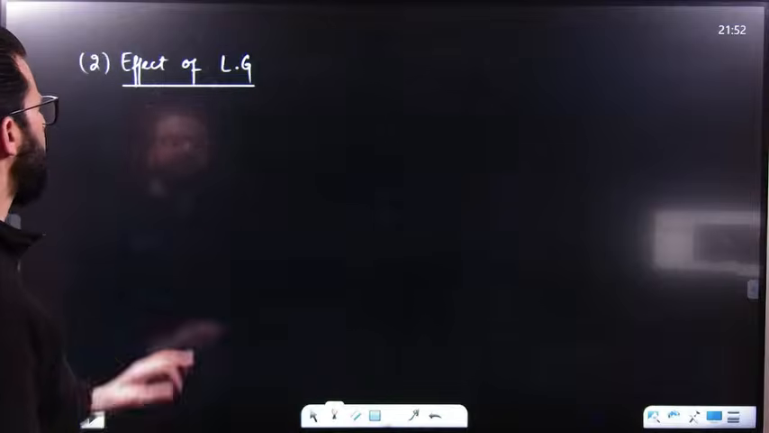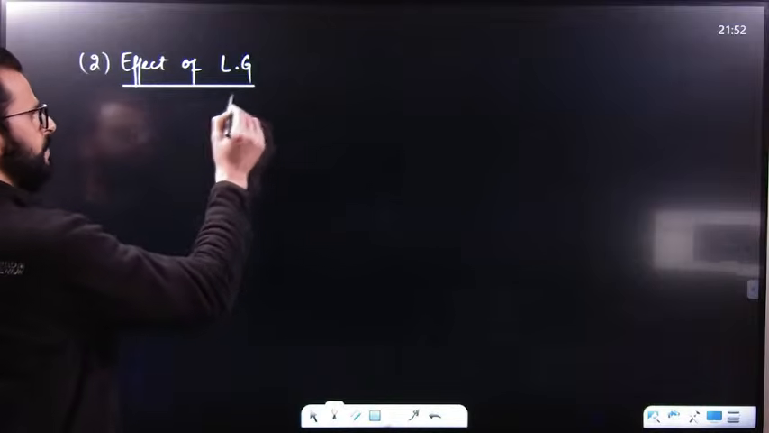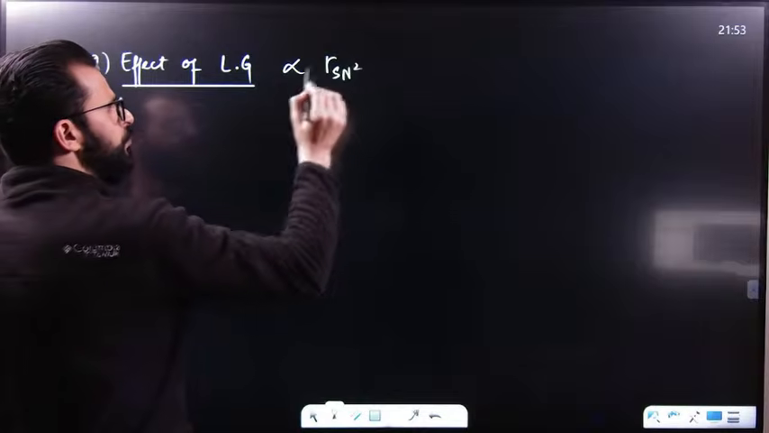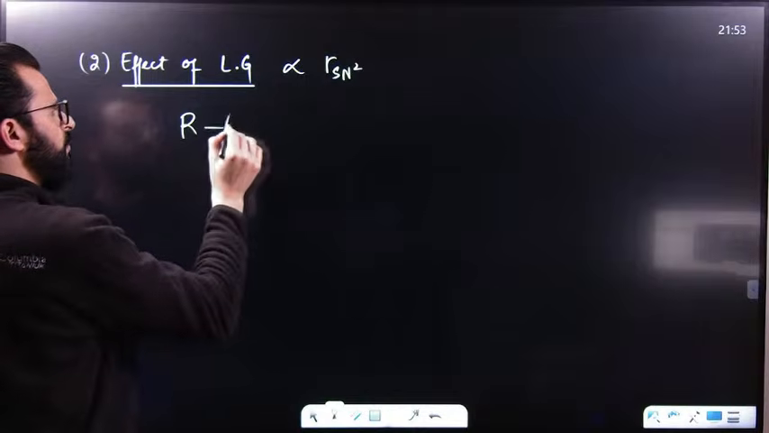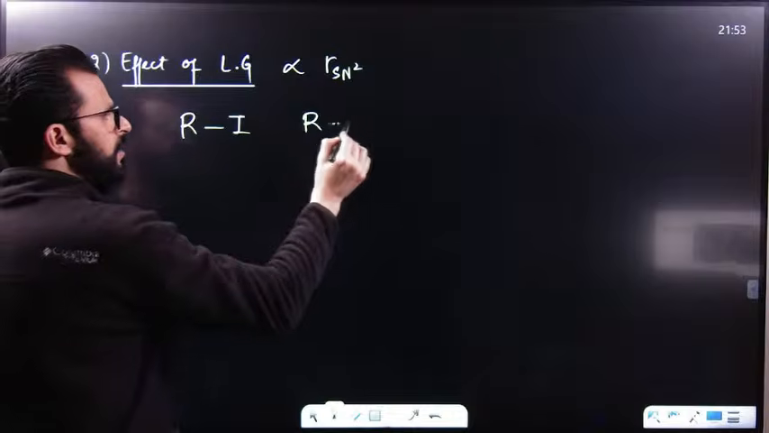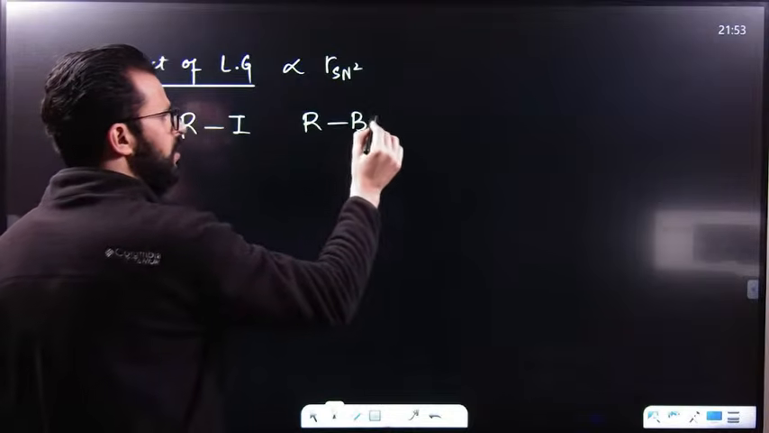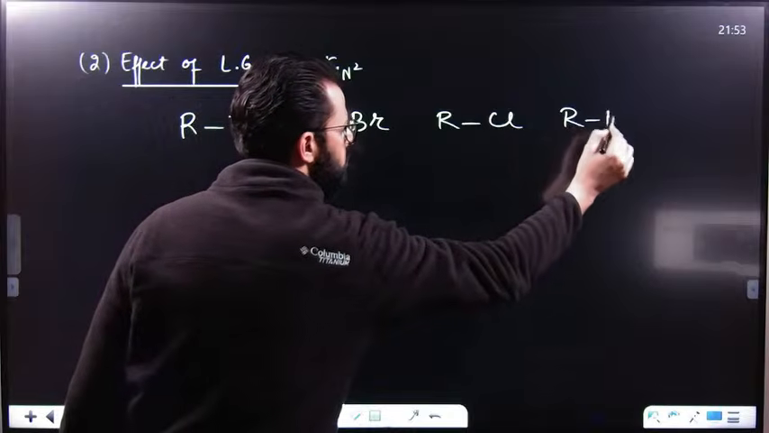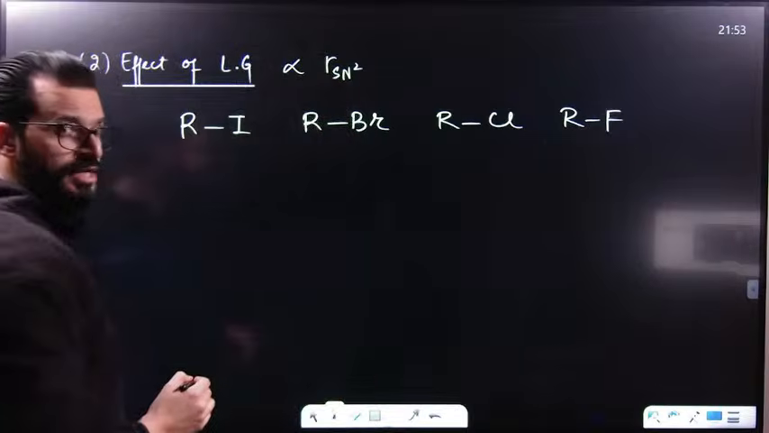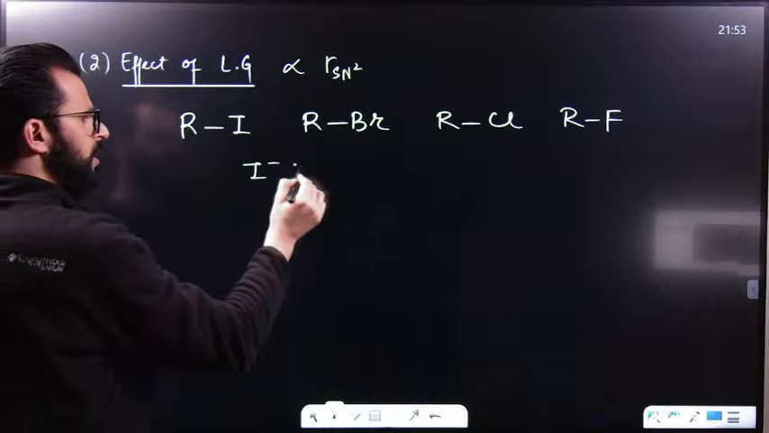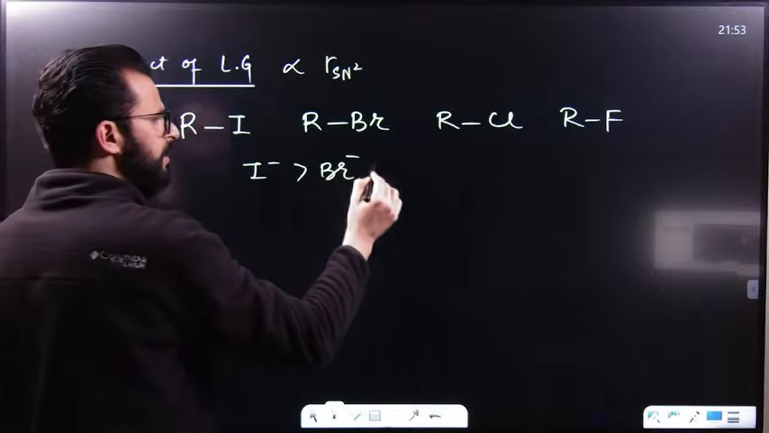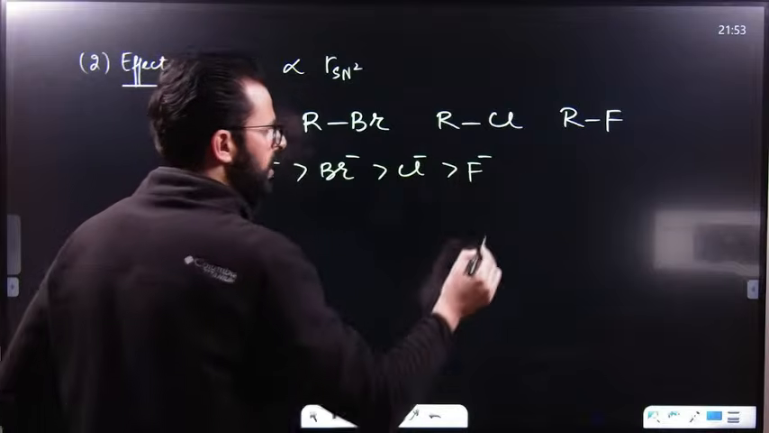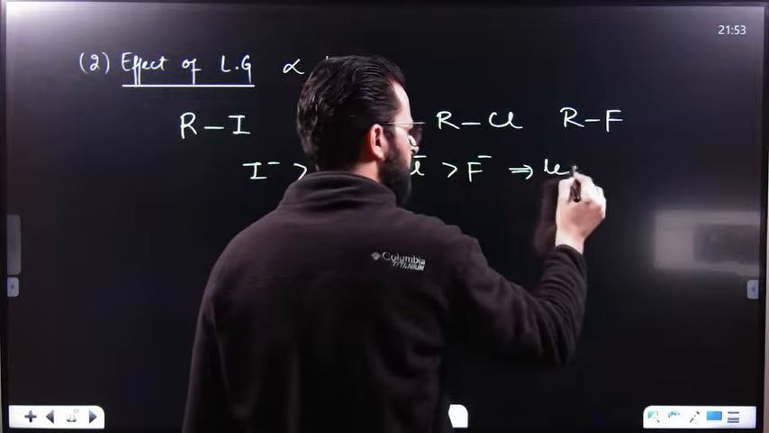Now, after that, the effect of the leaving group. It is directly proportional to the rate of SN2 reaction. What does that mean? If you are having substrates like RI, RBr, RCl and RF, we have seen that I minus is a better leaving group than Br minus. Br minus is a better leaving group than Cl minus. Cl minus is a better leaving group than F minus. So this is the leaving group ability order.